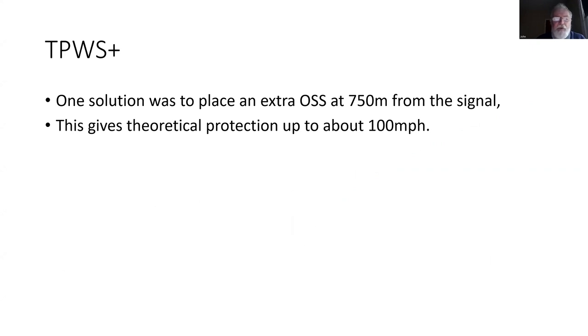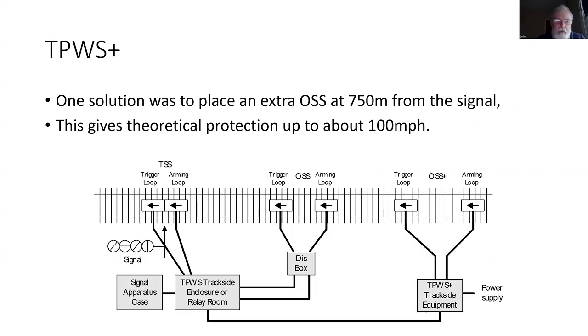One solution to deal with that 70 mile per hour situation was to place an extra OSS called a TPWS plus at 750 meters from the signal. And this would give a theoretical protection up to about 100 miles per hour. And we can see the arrangement of the loops for the TSS, the OSS, and the OSS plus or TPWS plus loop.